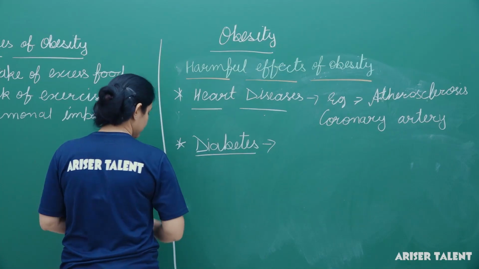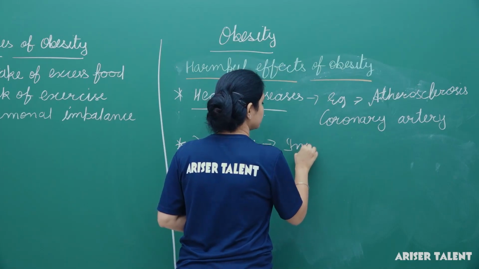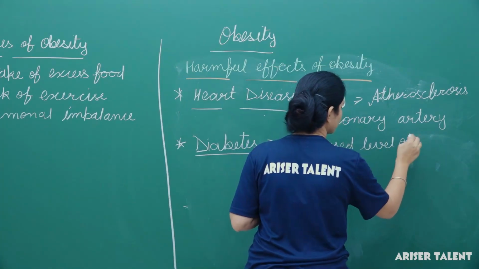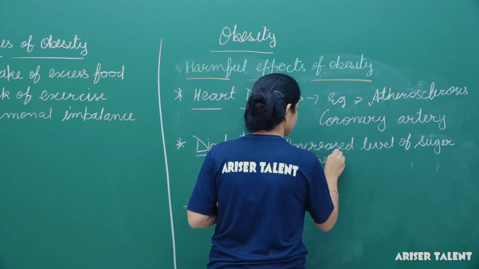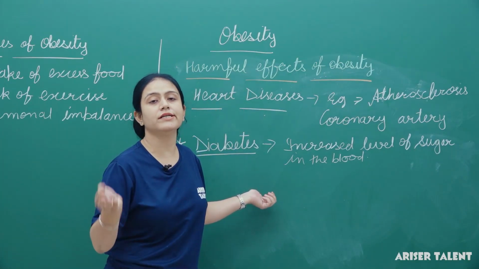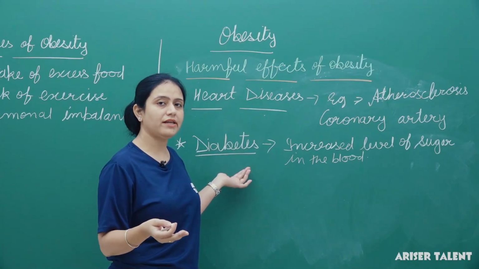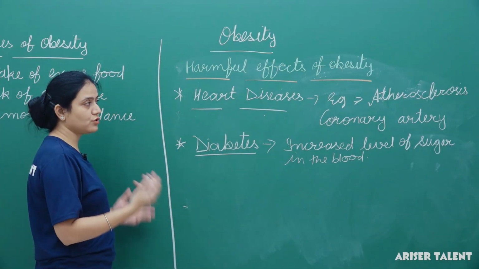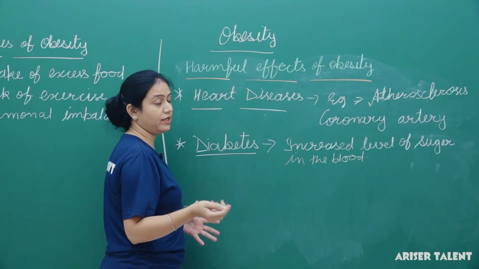So as we know, what is diabetes? Increased level of sugar in the blood. Generally it is caused in adulthood, but these days we can see it in children also. The reason behind that is the consumption of extra fast food and extra fat. So diabetes means increased level of sugar in the blood.